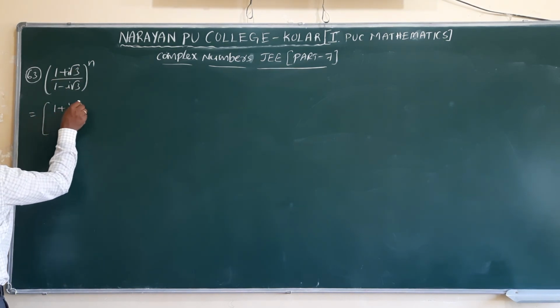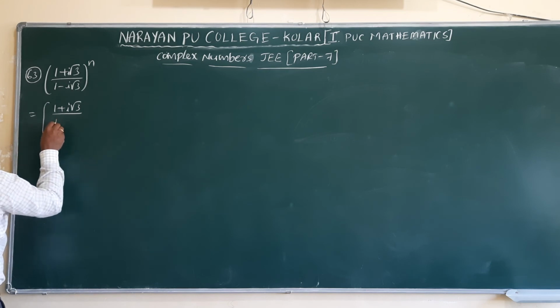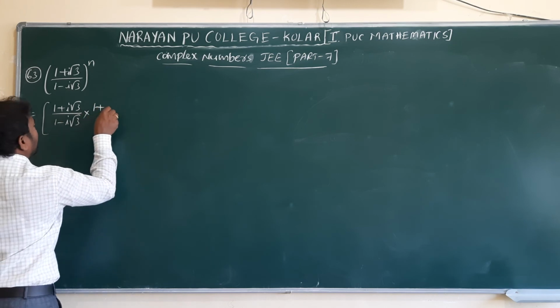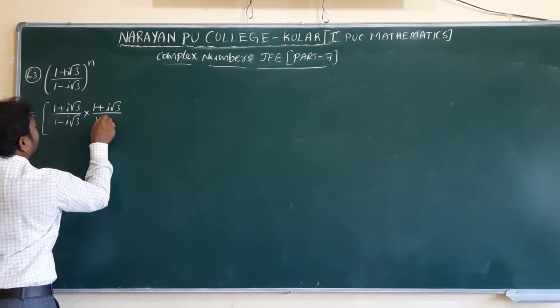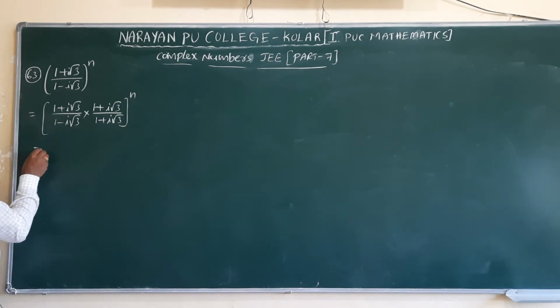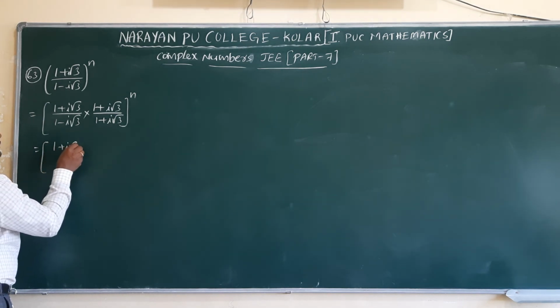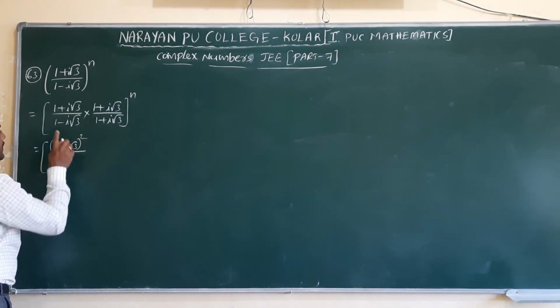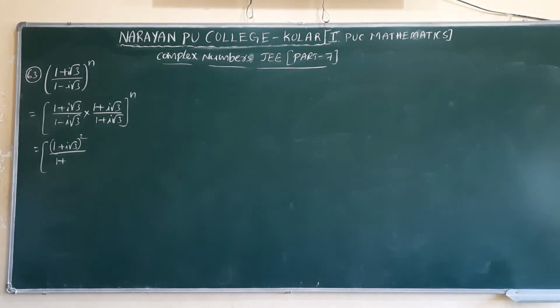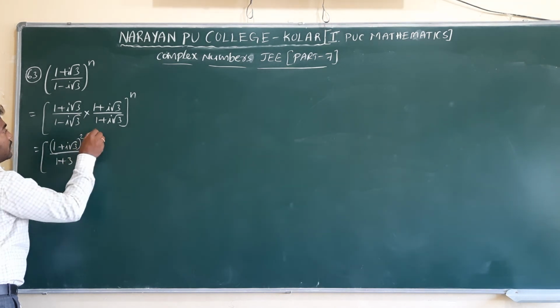Here, (1 + i√3) divided by (1 − i√3), so rationalize here. Multiply by (1 + i√3) divided by (1 + i√3), whole power n. Now here (1 + i√3) whole square divided by 1 + 3, because it is of the form (a + b)(a − b). So 1 square minus (i√3) whole square, i square value is minus 1, so minus of minus, and we get 1 + 3.